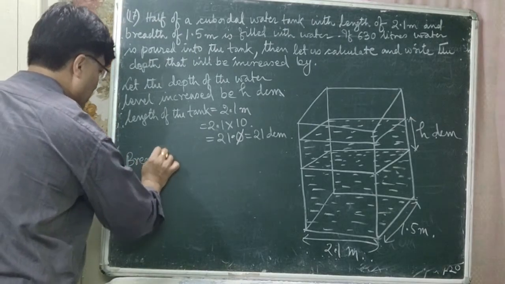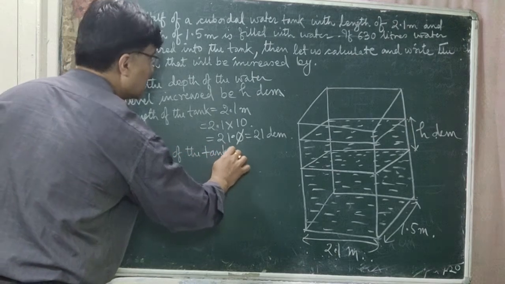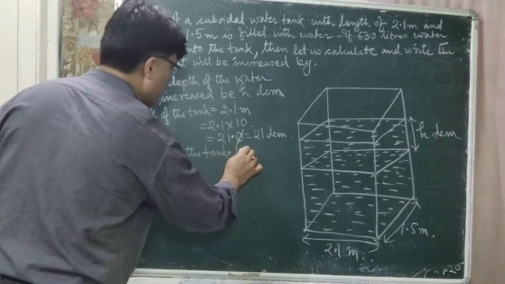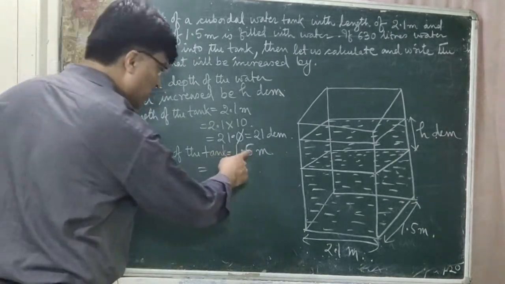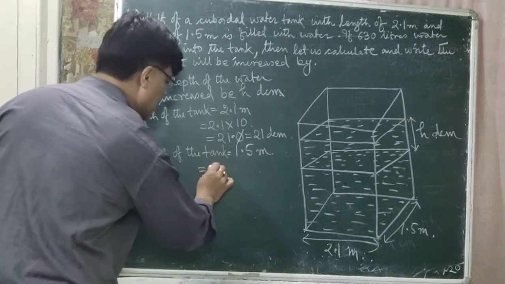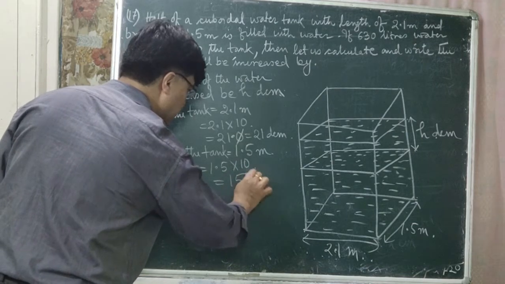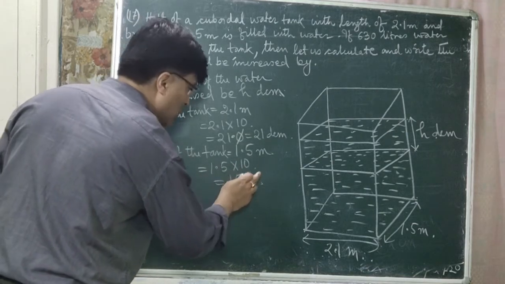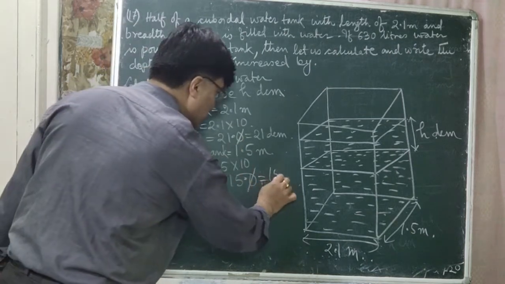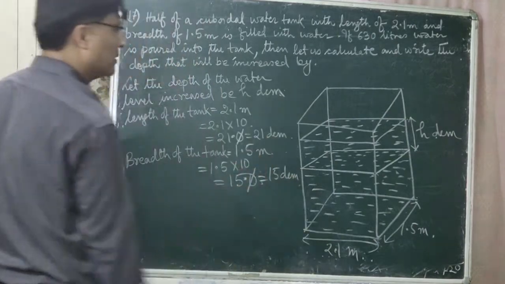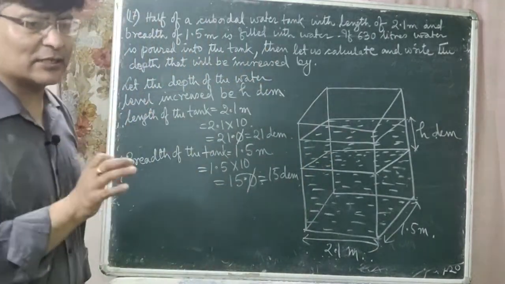So therefore now what is the breadth of the tank? Breadth of the tank, what is the breadth of the tank out here? It is 1.5 meter. Let us convert it into decimeter. 1.5 into 10 which is equal to 150. After decimal point there is one figure so before 10 you have to write decimal point, so 0 will be cancelled, which is equal to 15 decimeter.